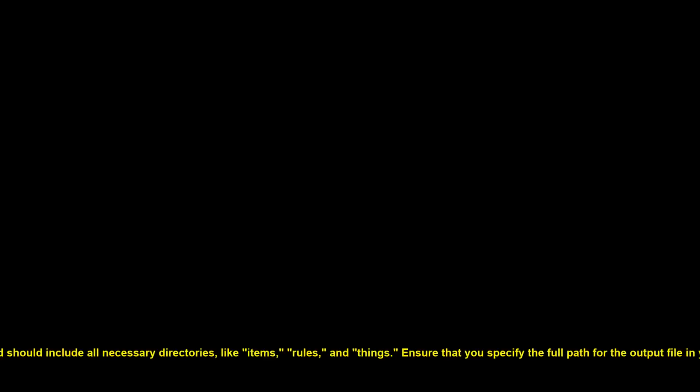Start the script with the shebang line, #!/bin/bash. Next, define the backup destination in your Dropbox folder. Use the tar command to create a compressed archive of your OpenHAB configuration files. This command should include all necessary directories, like items, rules, and things. Ensure that you specify the full path for the output.